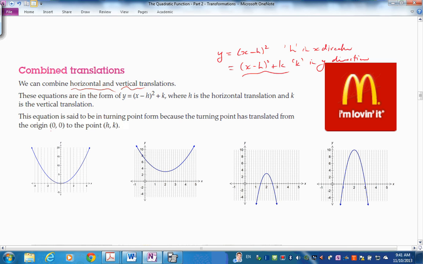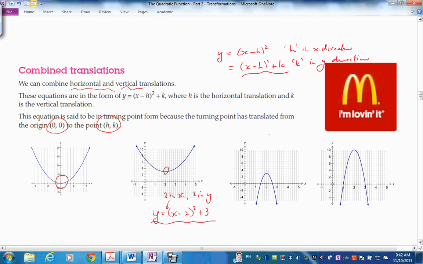Okay, so let's have a look. 0, 0 would then go across to h, k, wouldn't it? Here's our x squared function. I've moved it across here. So what is this? This is 2 in the x, and it looks like 3 in the y. So my function would be y equals x, take 2, remember, opposite sign, plus 3. That's assuming there's no stretch here. The steepness of the shape is still the same.